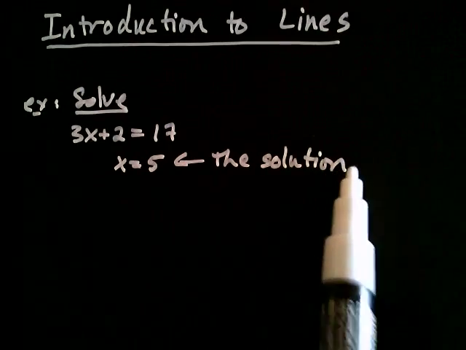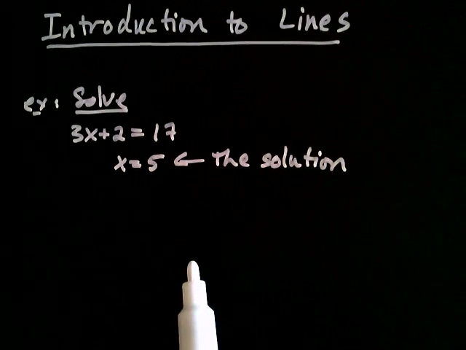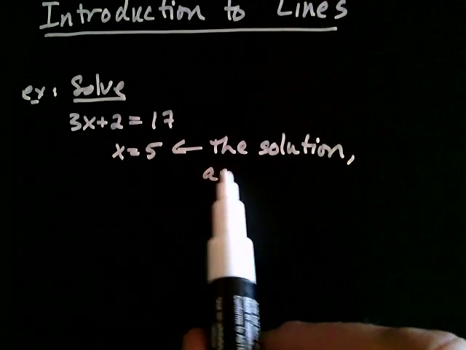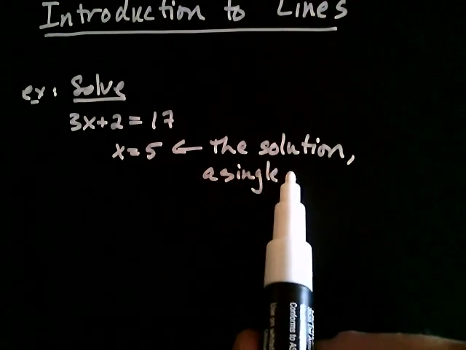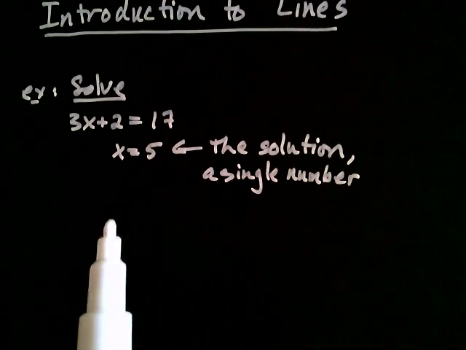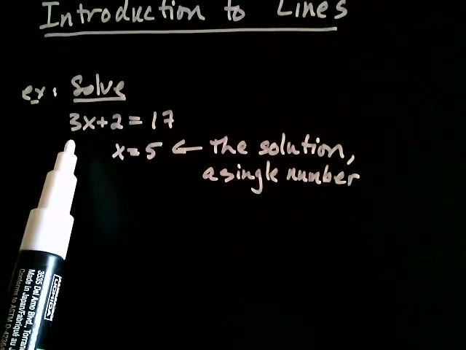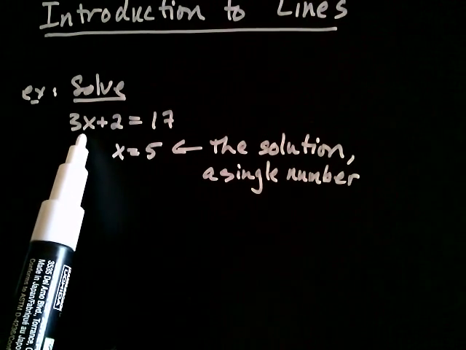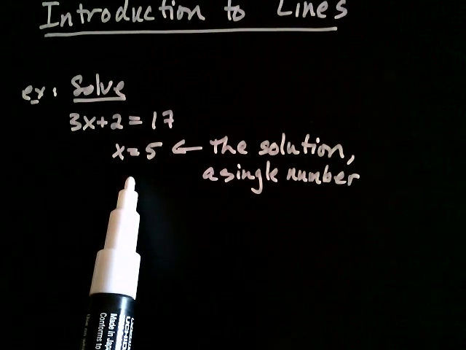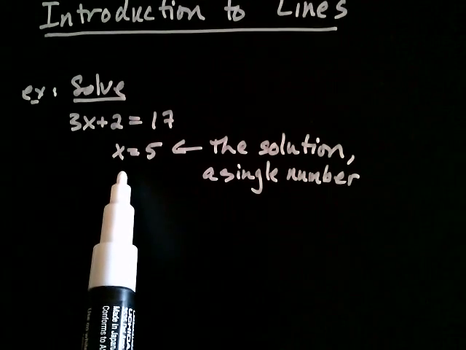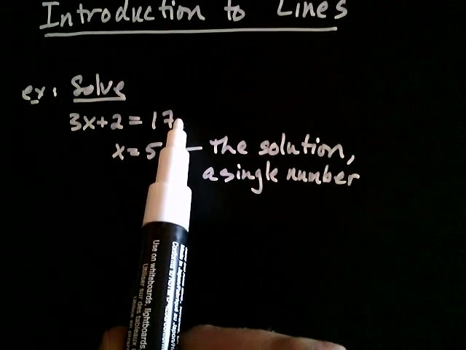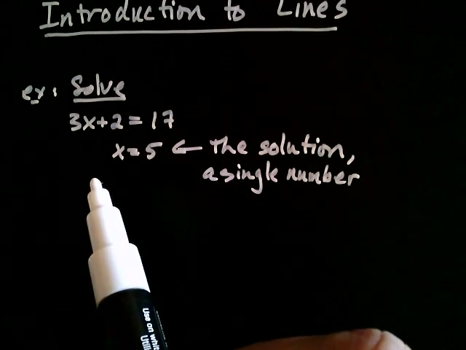Now, what's important to notice at this stage is that the solution is simply a single number. Why is that the case? Well, because the original equation has only one variable, right? 3 times some unknown number plus 2 is equal to 17. So all we had to do is specify a number, in this case x equals 5, that makes this statement true.